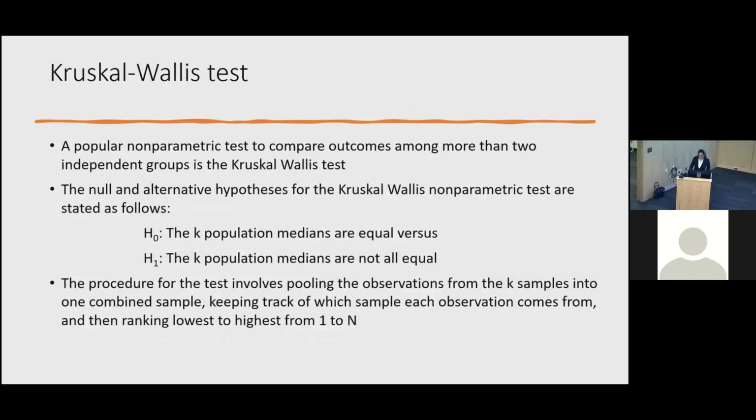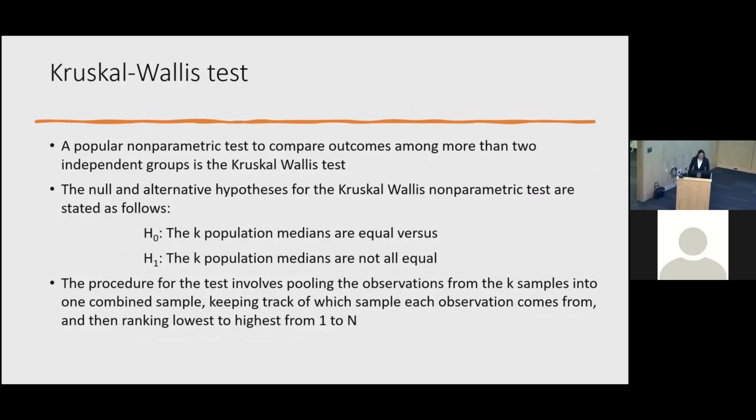Kruskal-Wallis is another popular non-parametric test to compare outcomes among more than two independent groups, which is an alternative to a one-way analysis of variance. The null hypothesis here is that the K population medians are equal versus the K population medians are not equal. I have indicated K here because you can have any number of groups, more than two groups basically.